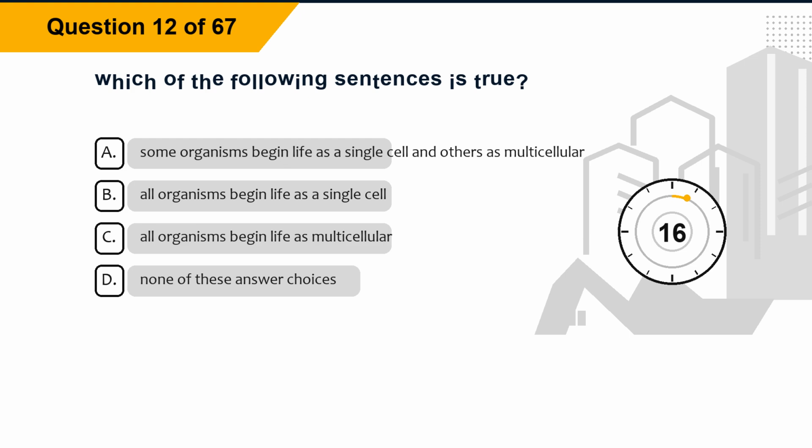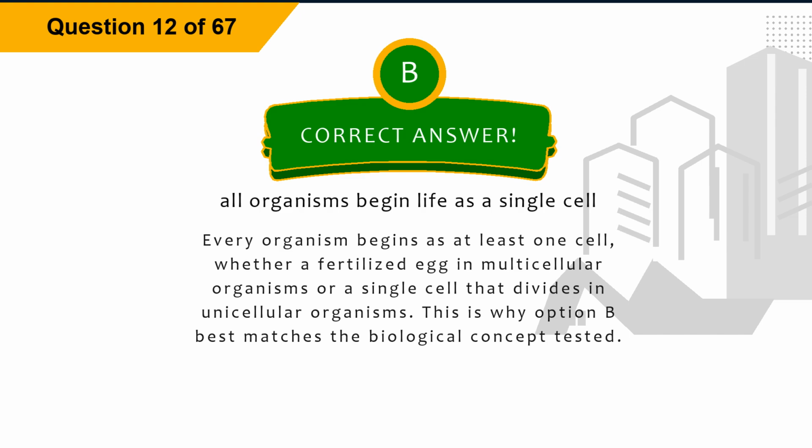Question 12. Which of the following sentences is true? Option A. Some organisms begin life as a single cell and others as multicellular. Option B. All organisms begin life as a single cell. Option C. All organisms begin life as multicellular. Option D. None of these answer choices. The correct answer is option B. All organisms begin life as a single cell. Explanation. Every organism begins as at least one cell, whether a fertilized egg in multicellular organisms or a single cell that divides in unicellular organisms. This is why option B best matches the biological concept tested.